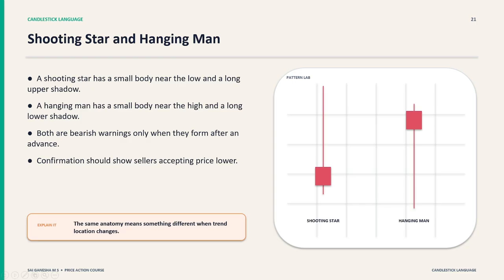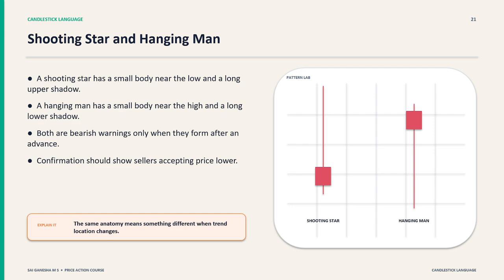So for now, pause the video and open any chart. Try to find one doji, one candle with a long lower wick, and one candle with a long upper wick. Before naming the pattern, ask yourself: was price moving up, moving down, or moving sideways? Did the candle form near a resistance or a support? And what did the candle do next? This will train you to read the story instead of simply memorizing names.